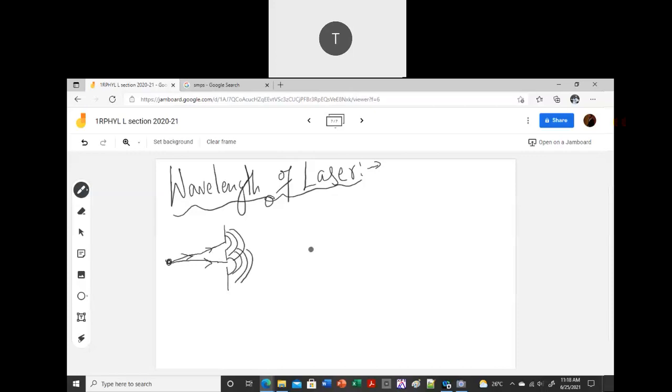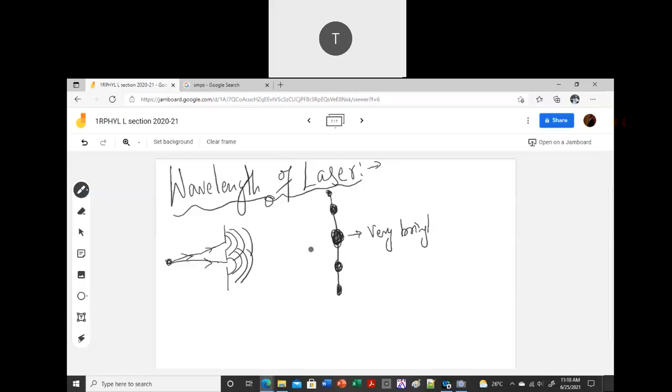At the end you will have a bright fringe, then a dark fringe, then again a bright fringe, and again a dark fringe, and again a bright fringe. The same thing is repeated on the other side. If you take the intensity of the middle one, it is very bright.